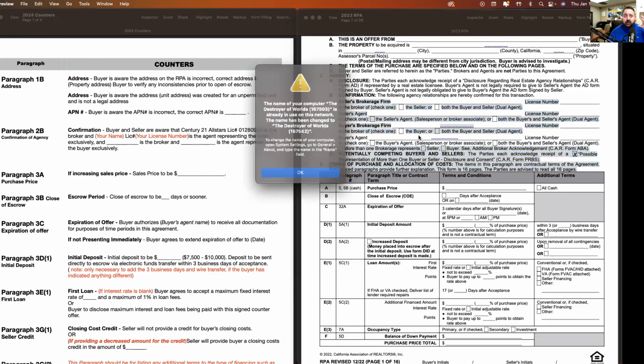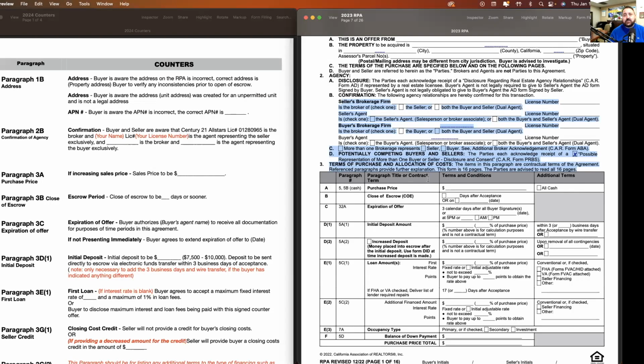If that item is incorrect, because that's our confirmation of agency, it has to be countered. So here we would counter it. Buyer and seller are aware that Century 21 All Stars, right? We're the listing agent. License number 01280965 is the broker, and your name, the agent, and your license number is the agent representing the seller exclusively. And blank is the broker and blank is the agent representing the buyer exclusively, right? Their information, you need to put that in there. Clear it up.